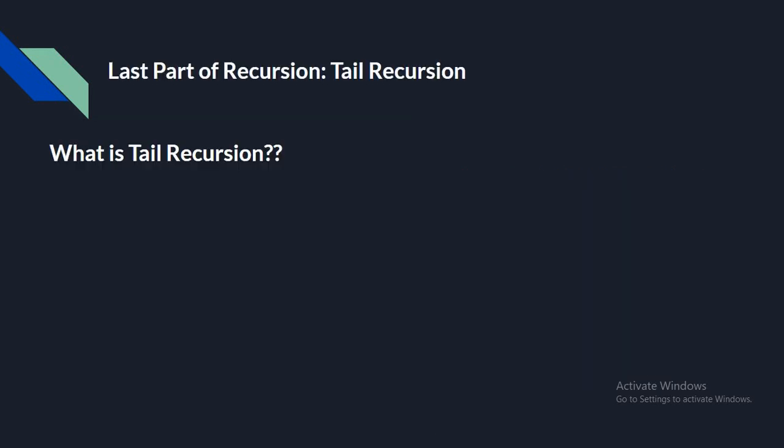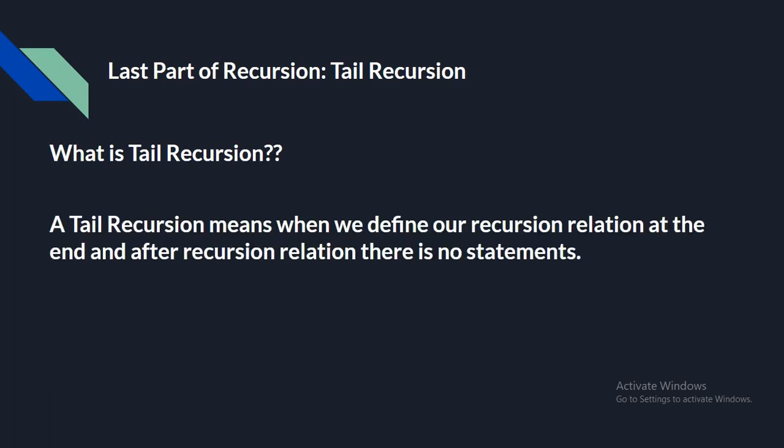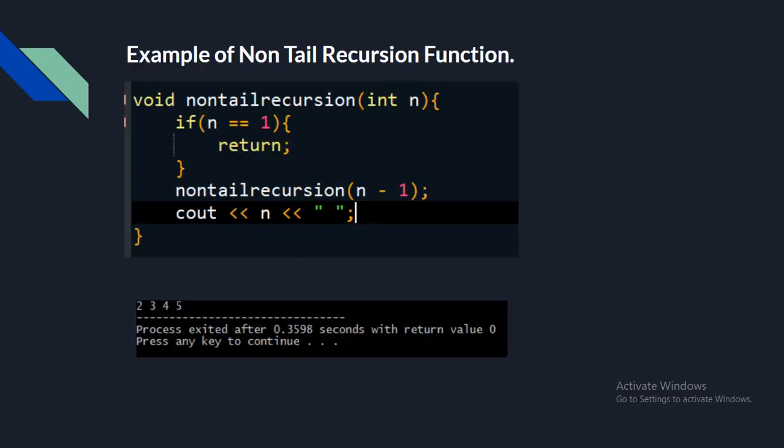Now this is the last part of part 1, which is tail recursion. Now you might be wondering, what is tail recursion? You must have come across this very frequently. A tail recursion is when we define our recursive relation at the end of our function, and after that recursive call there is nothing, no print statement, no variable declaration, nothing. So when we define our recursive relation at the end of the function, we say that this is our tail recursive function. Now let's get into some examples.